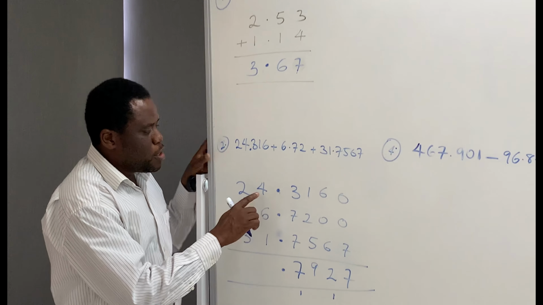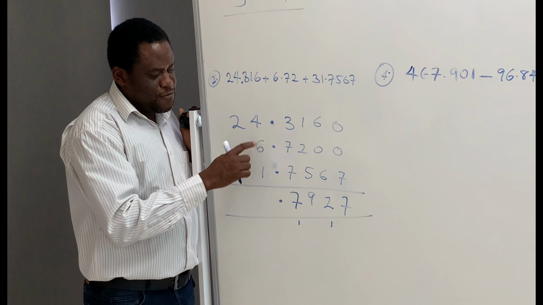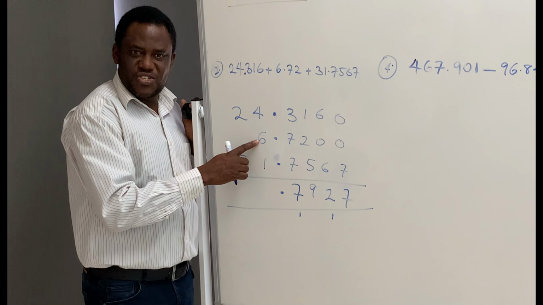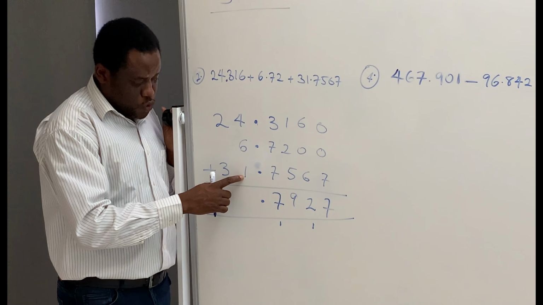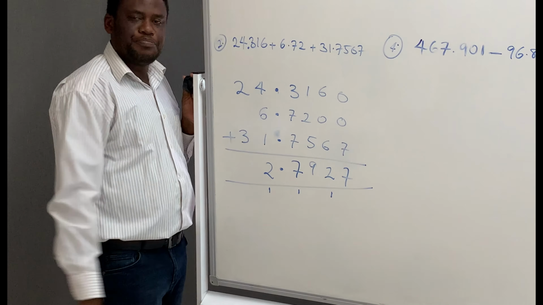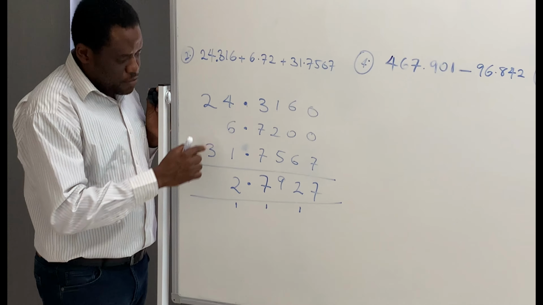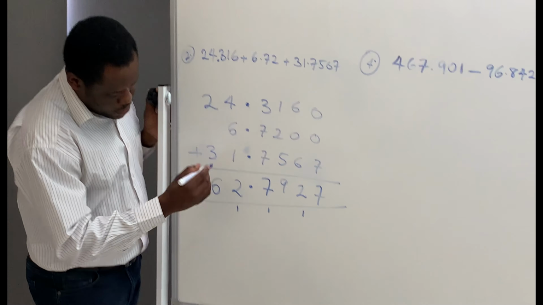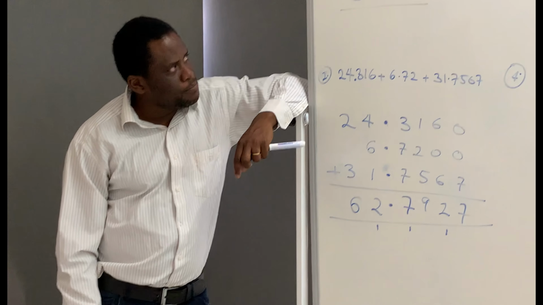Now 1 plus 4 gives us 5. 5 plus 6 gives us 11. 11 plus 1 gives us 12. So we write 2 and we keep 1. That 1 we keep, we add it to the next number, 3. 3 plus 3 is 6. And this gives us the result.